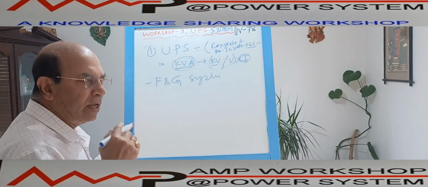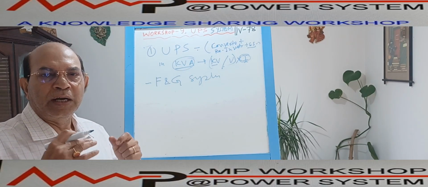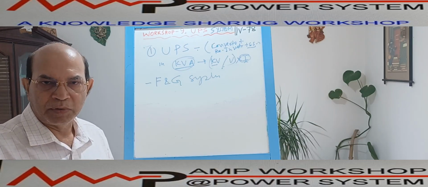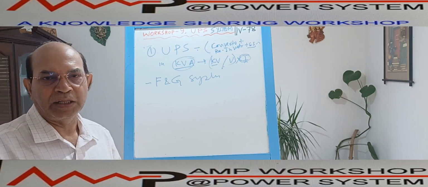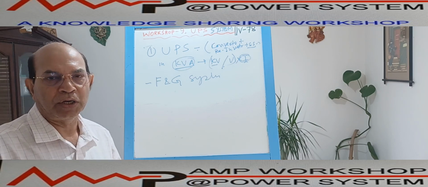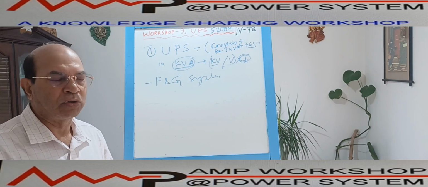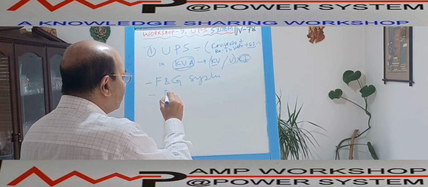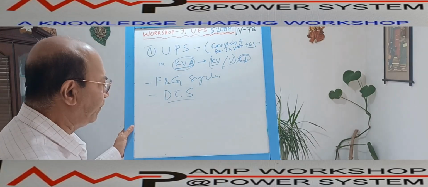Then in any industrial plant, process plant or power plant, there is a huge distributed control system, which nowadays does all the control, monitoring, data gathering and data communication. That DCS, the distributed control system, is also a critical system for any industrial plant.